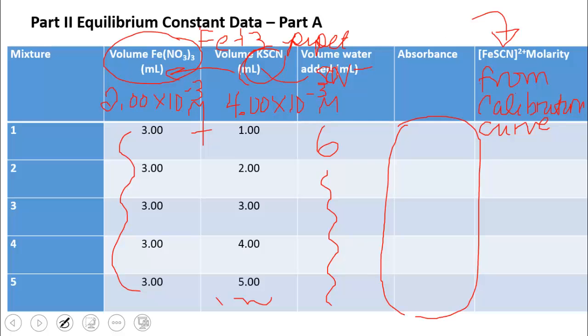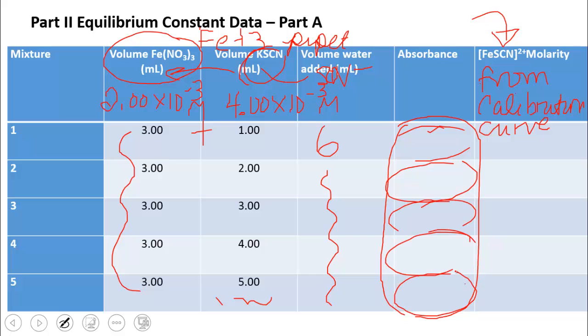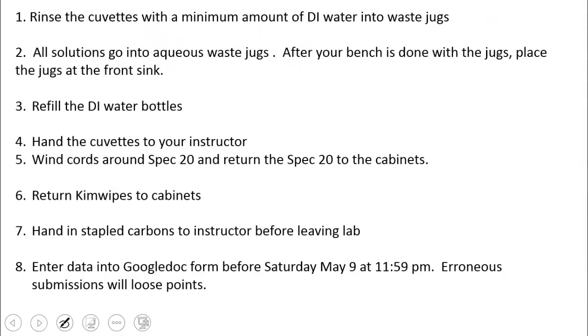Now, after you have measured the absorbances of all of your solutions here in part 2, then you're done. All of your solutions, the cuvettes, use a minimum amount of water to rinse those out and put that one rinsing in the waste jugs. All your solutions will go into the aqueous waste jugs. Use only a small amount of water to rinse out your beakers where you made up the solutions, and put it into the jugs. We don't want to generate a lot of water washing waste because, again, it would generate a lot of waste. These big jugs then, if everyone on your bench is done, put them up in the front sink by where I have all of my things so that it's just easier for the lab tech to deal with the waste.